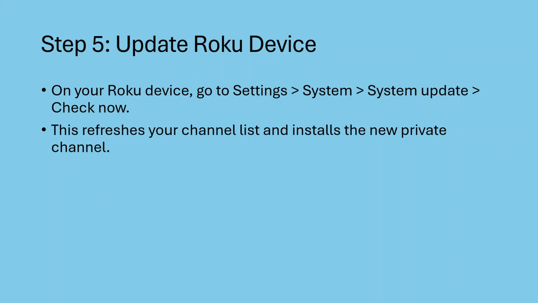Step 5. Update your Roku device. On your Roku device, go to Settings, then System and System Update. And then Check Now. This refreshes your channel list and installs the new private channel.